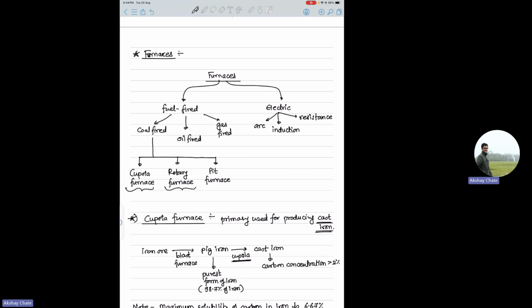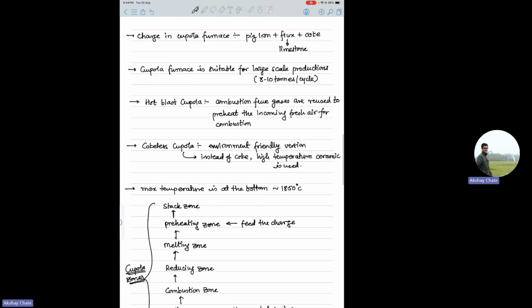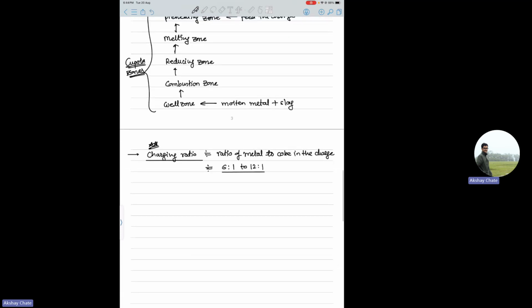Okay, so then what else is there after cupola? Which one was the next in the class? Let me just see. Yeah, crucible. Okay, so the next category is the crucible furnace.